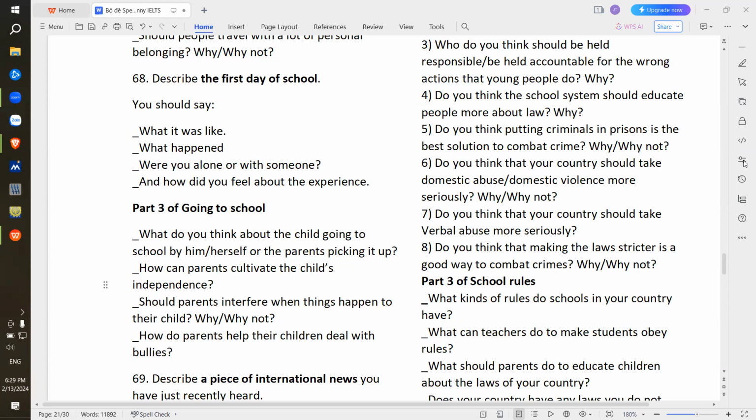But to foster here, I mean to cultivate. Cultivate. Okay, so should parents interfere when things happen to their child?